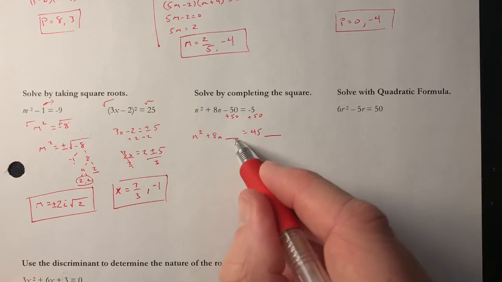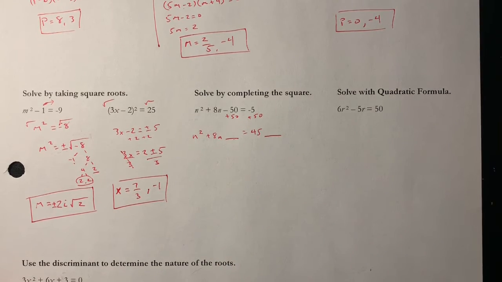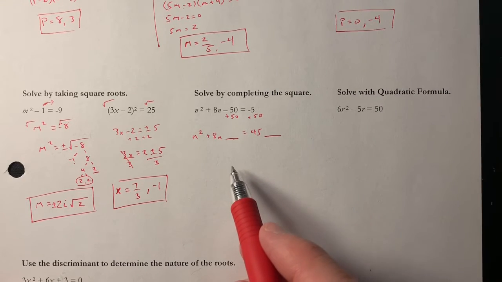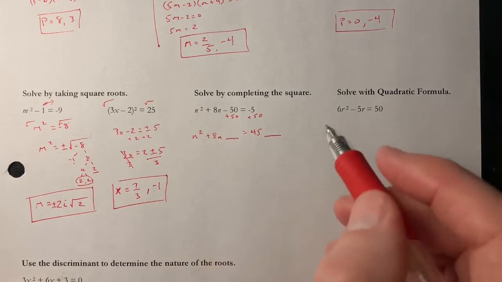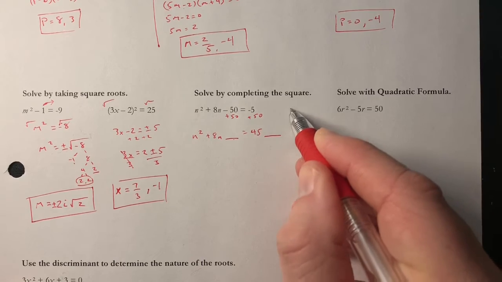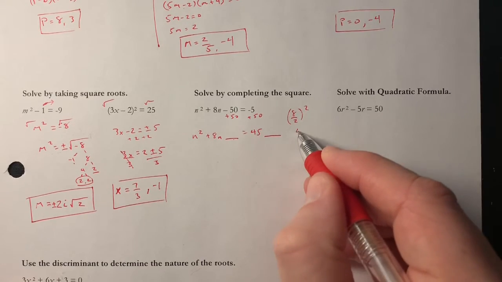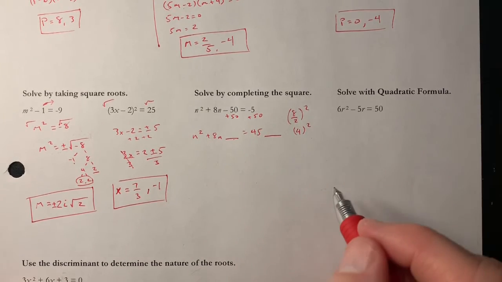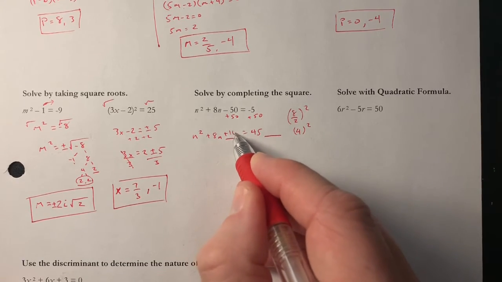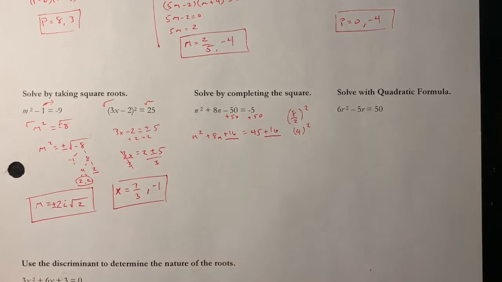And a matching blank, so one on each side. In order to fill in that blank, I need to do b divided by 2 squared. b is 8, so that's 8 divided by 2 squared, which is 4 squared, and that's 16. So plus 16 on both sides.